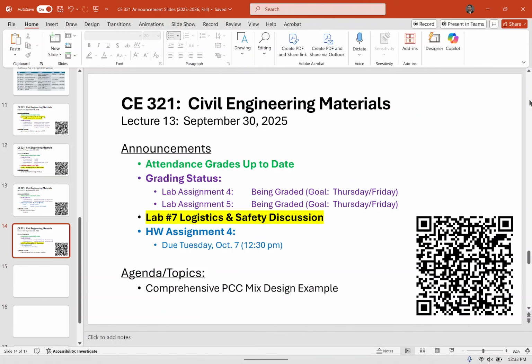Don't forget, homework 4 is going to be due next Tuesday. After today, though, you'll have a clear understanding of how to do it, because the star of the show is the mix design. Okay, everybody get the code? All right, let's do it to it.